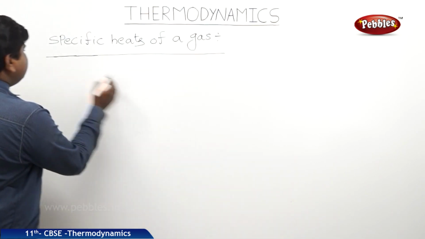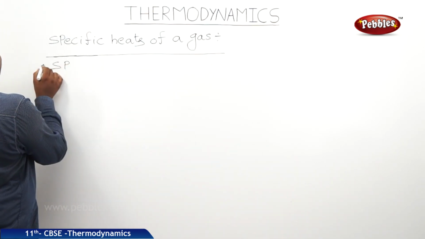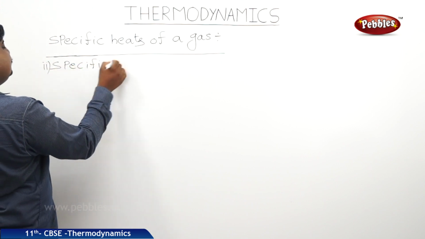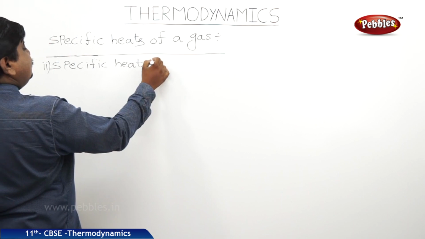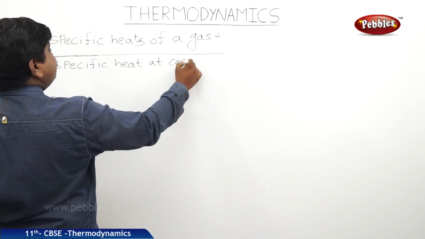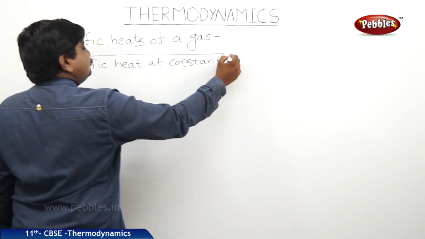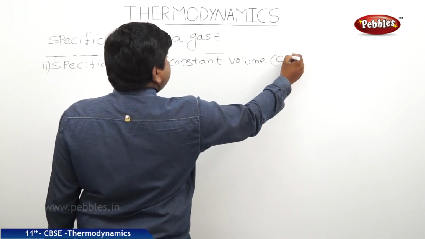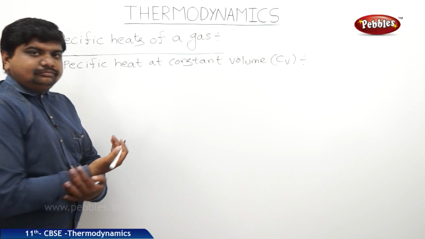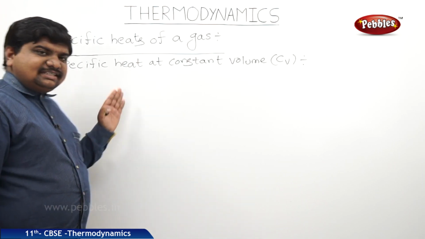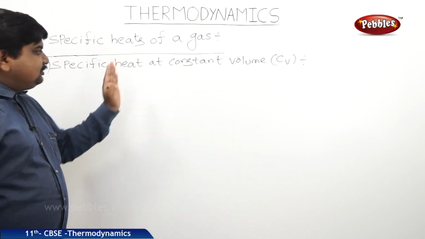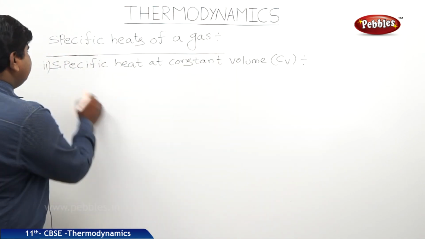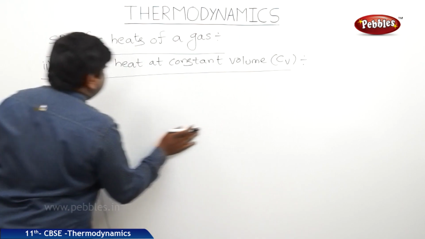The next one is specific heat. The second classification is specific heat at constant volume. The symbol is Cv. As the definition states for the constant pressure, here also the definition is the same, but the constant quantity is changing. So the definition structure is like this.